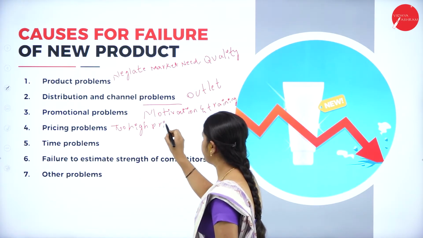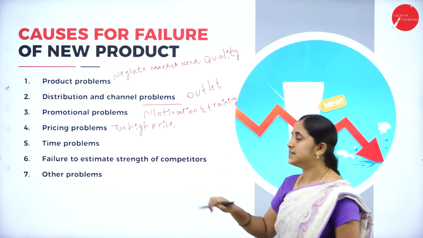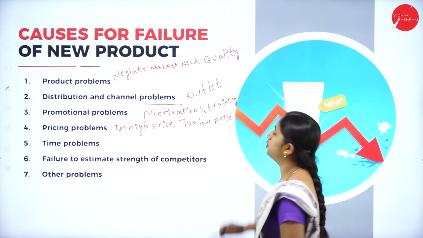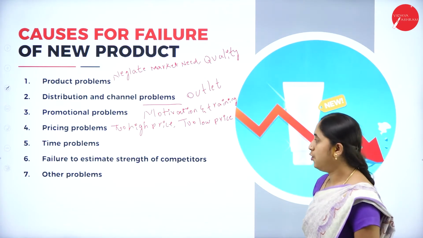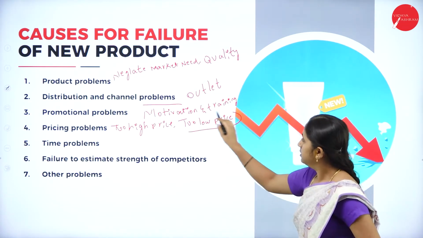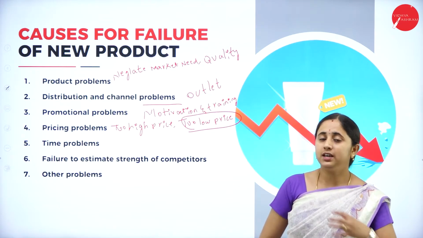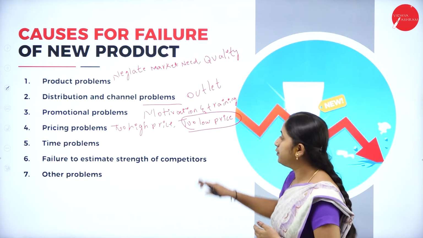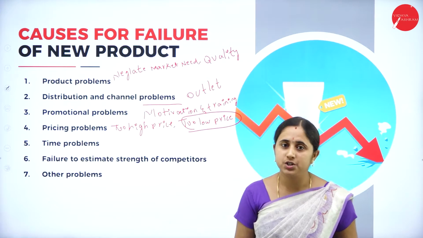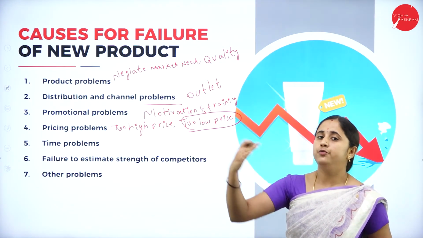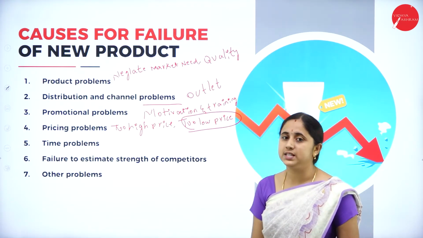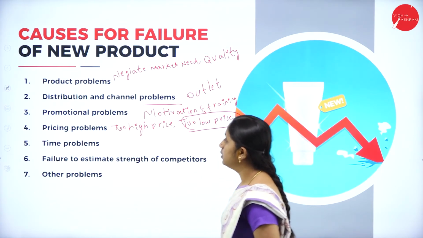Too high a price as well as too low a price is also one of the reasons for the failure of a product. For example, for some groups of people, price is the indicator of quality. If you fix too low a price, they think the quality is low. So the reason for failure is too high or too low a price, or failing to estimate the cost of production. If you fail to estimate the cost of production, you will fix too high or too low a price for your product. So these are all the factors under pricing.